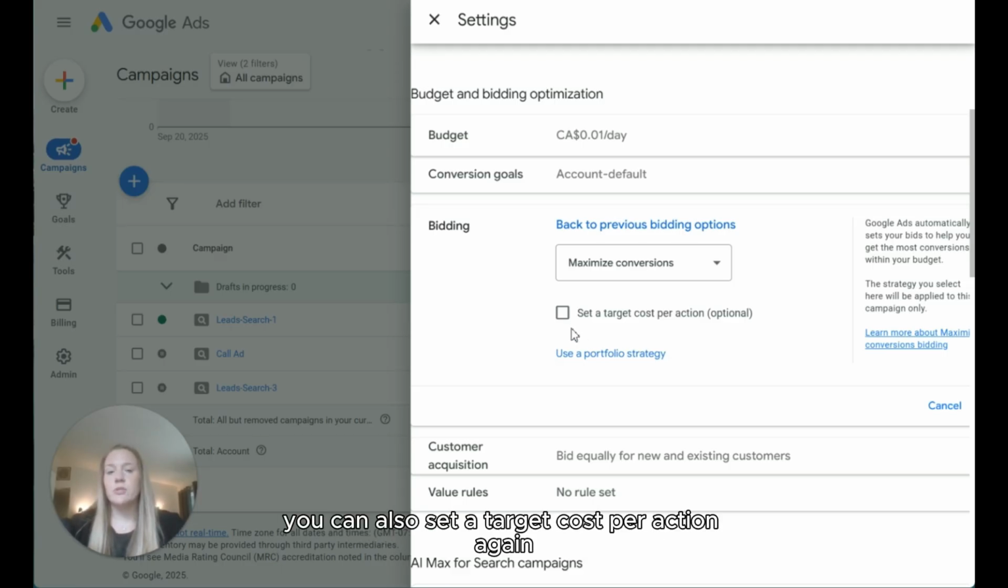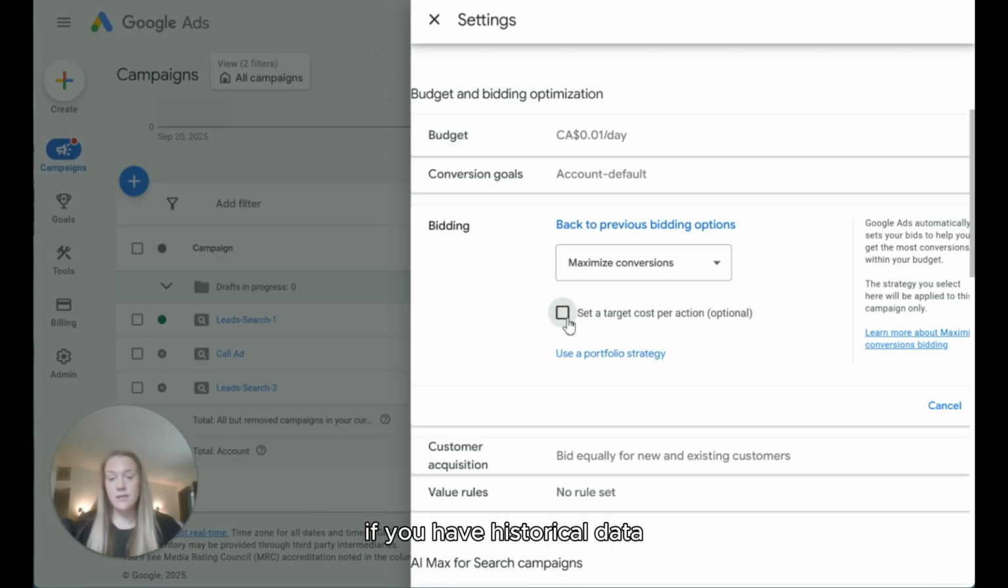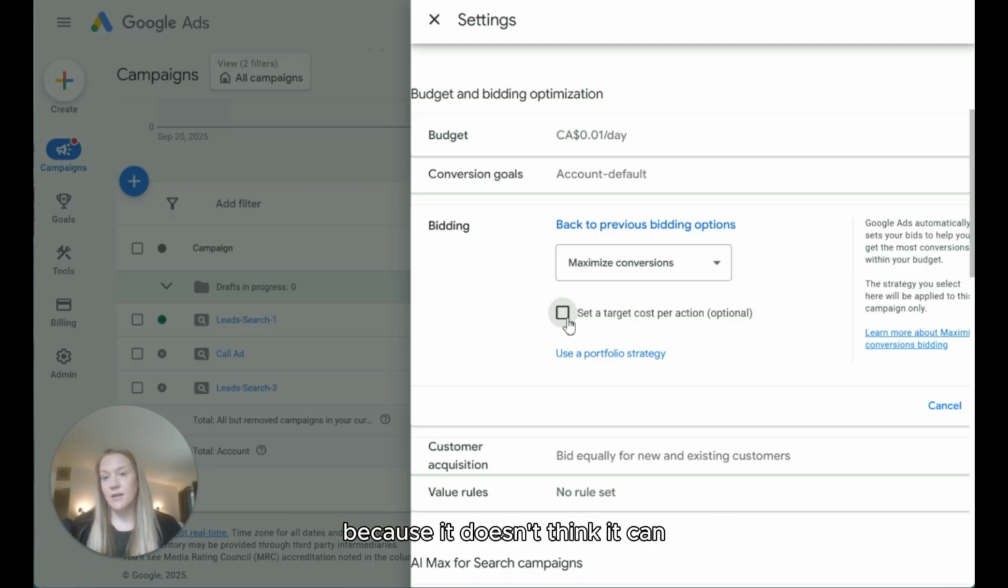Just like with the clicks, you can also set a target cost per action. Again, if you set this really low, it can limit the performance of your campaign. If you have historical data, I would base your target cost per action on that. If you don't, you can leave it open-ended until you get some data, or you can use the data that Google already has. But again, if your cost per acquisition for your industry averages around $100 and you are bidding $20 for a conversion, Google just is not going to show your ad because it doesn't think it can get you a conversion for $20.